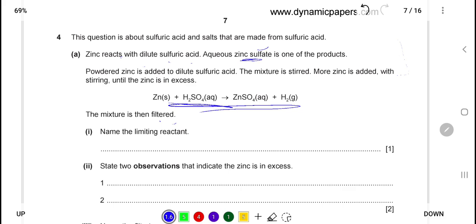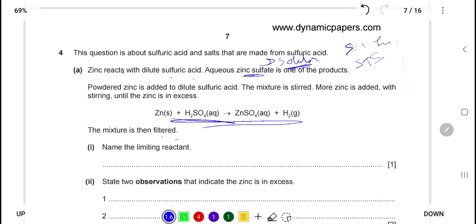For your own information, zinc sulfate is soluble. A soluble salt can be made from soluble and insoluble, or soluble with insoluble. So whatever, it's fine with you.